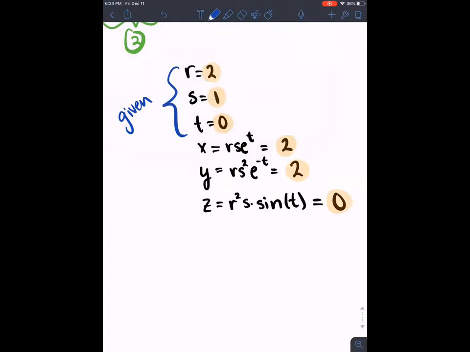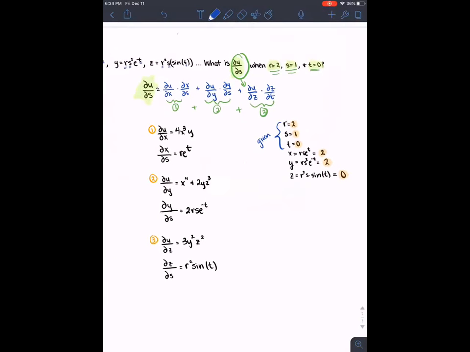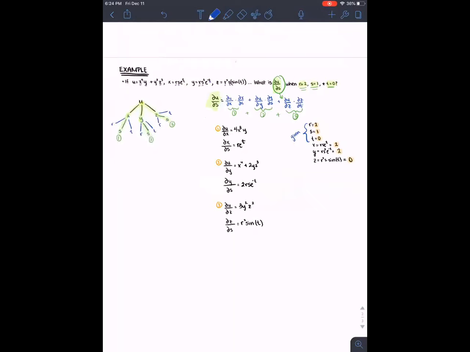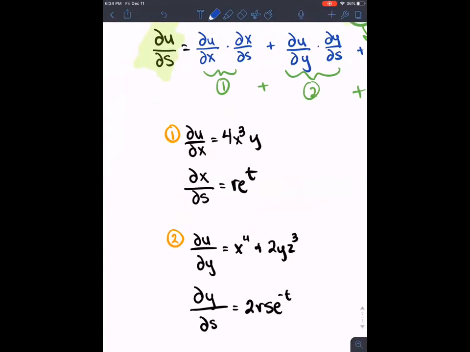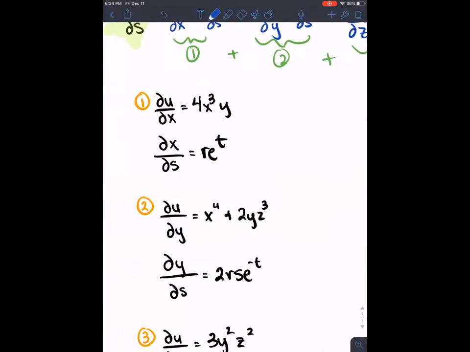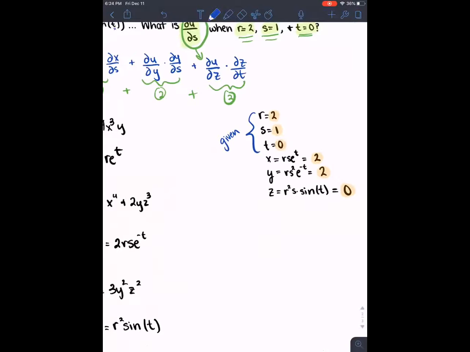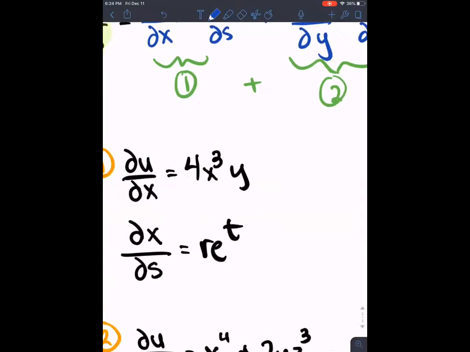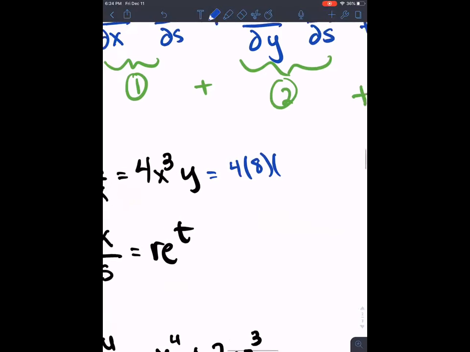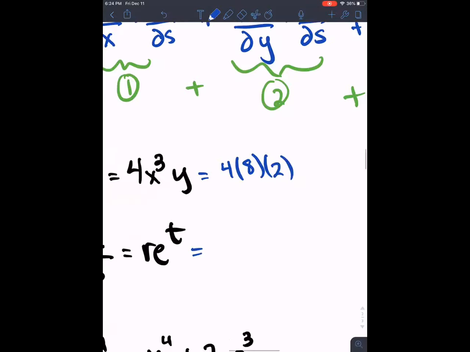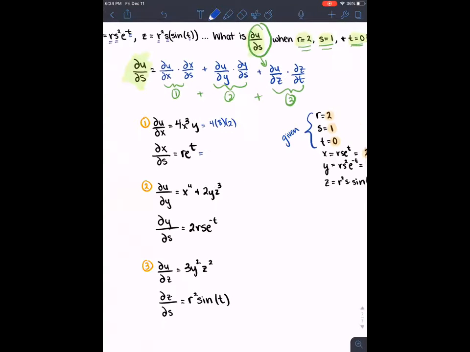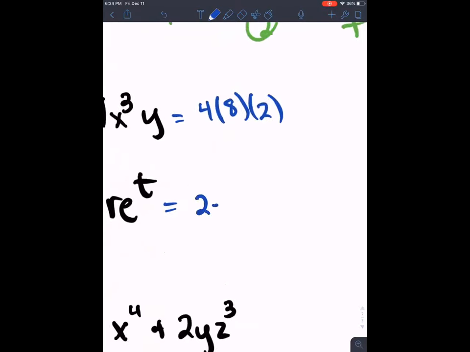It should be pretty straightforward, plug and chug. And from here, all you want to do now is plug all of these numbers into each of these terms in order to get your final answer. So if we know that x and y are each equal to 2, this just ends up being 4 times 2 cubed, which is 8, times 2. This ends up being r, which is 2e to the 0th, which is equal to 2. 8 times 4 is 32, times 2 is 64.